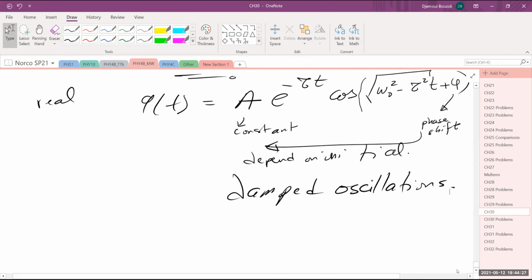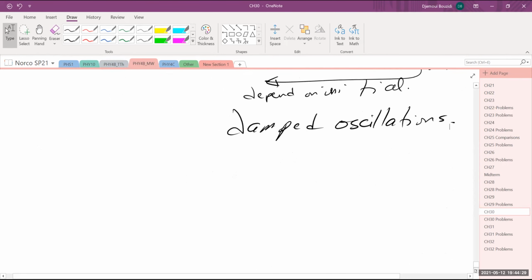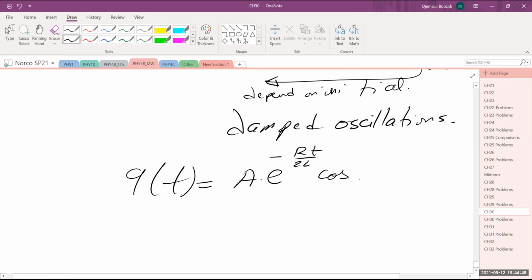First of all, let me write this expression in a more common form, like the textbook writes it. So it's going to be Q sub t is equal to some constant times the exponential of negative. Remember, tau is just R over 2L. So it's going to be Rt over 2L times the cosine of the square root of omega naught squared, which is just 1 over LC, minus R squared over 4L squared, times t plus some phase.